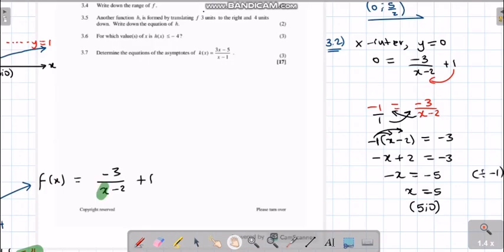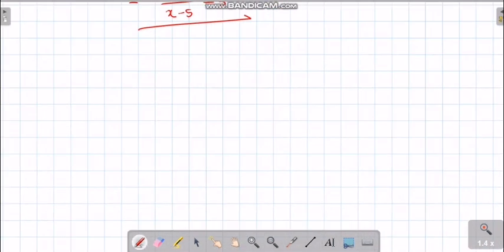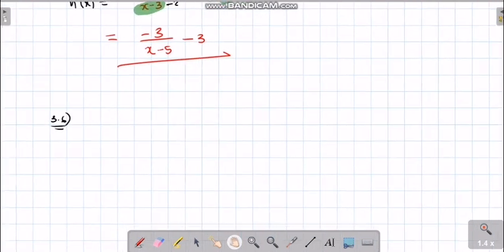Okay, so now let's try our next question. 3.6: for which values of x is h of x less than or equal to negative 4? So we're looking for the part where the graph of h is below or at negative 4, where the y values are below negative 4 or at negative 4. Okay, so now let's check. Even though this question is 3 marks, I'll try and draw the graph of h.